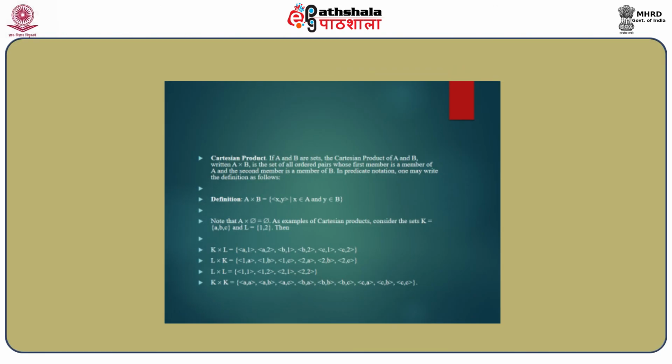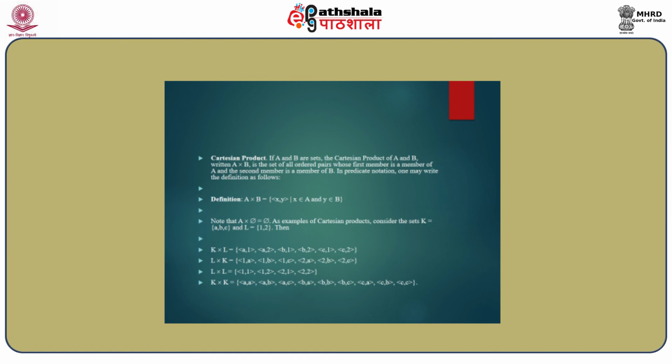Now, the notion of an ordered pair can be extended to ordered triples, ordered quadruples, ordered n-tuples easily, and these can come in handy in various applications. Cartesian product. If A and B are sets, the Cartesian product of A and B, written A cross B with the multiplication sign, is the set of all ordered pairs whose first member is a member of A and the second member is a member of B.